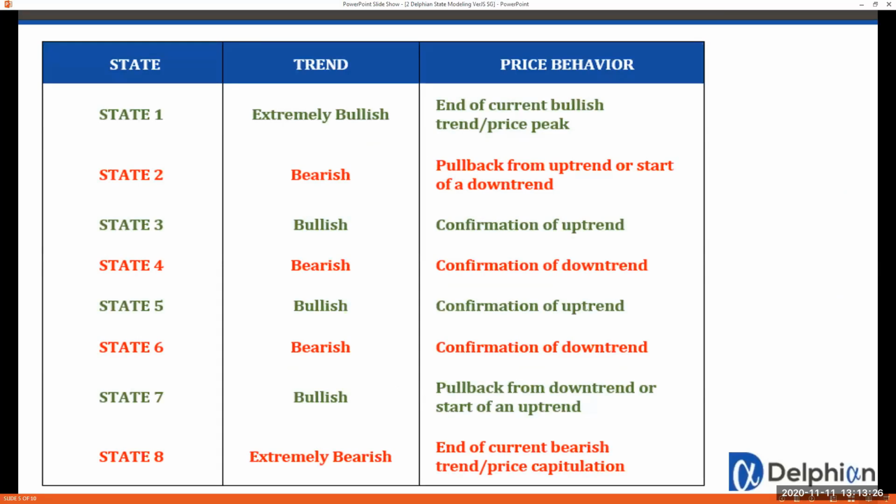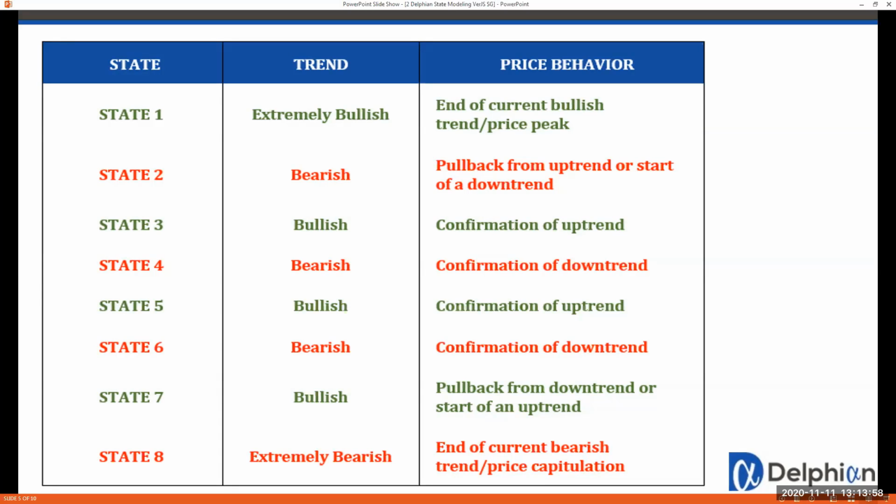Here's a layout of the different states that we have in state modeling. Again, we have 8 states. State 1 is extremely bullish, essentially our most bullish state, and it's typically going to be in the middle or at the end of a current bullish trend, or near a price peak. State 8 on the bottom is essentially the exact opposite, the inverse of that. That's our most bearish state, and that's typically going to be the end of a current bearish trend or near the bottom.